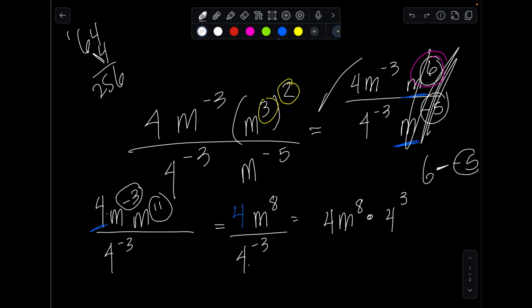She might have meant to put an M. And if she did, then you would just add your exponents. Multiply 4 times 4 and that will be your answer.